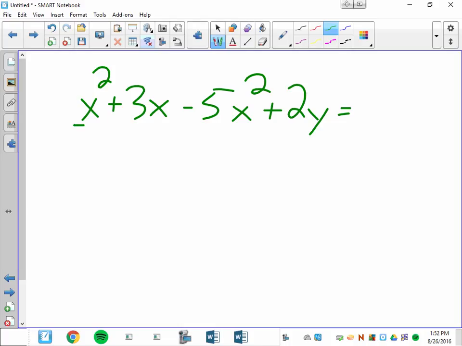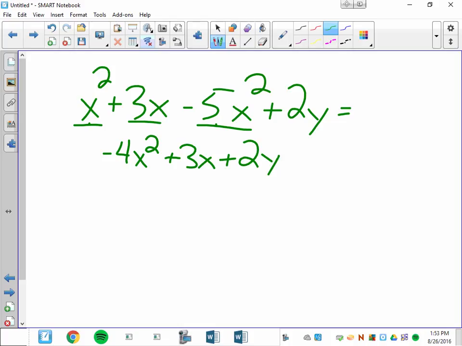So I can put these together, but nothing else. Nothing else matches. Right? The variables and the exponents don't quite match up, so they're not like terms. You're not allowed to put them together. What does x and negative 5x make? Negative 4x squared. And 3x has no like term, so we just write it down. And then 2y doesn't have a like term, so we just write it down.